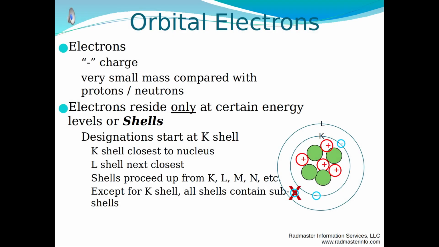An electron has a negative charge and a very small mass compared to a proton or neutron. Electrons orbiting a nucleus are only found in designated shells and nowhere else. The shell closest to the nucleus is called K. And as we move away from the nucleus, the shell designations are L, M, N, etc.